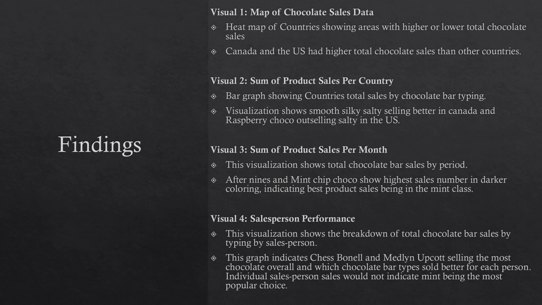The fourth visual, salesperson performance, was a breakdown of total chocolate bar sales by typing for each salesperson. The graph indicated that Chess Bonnell and Medellin Upcut sell the most chocolate overall, and which chocolate bar types sold better for each person. Individual salesperson sales would not indicate Mint being the most popular choice, interestingly enough.